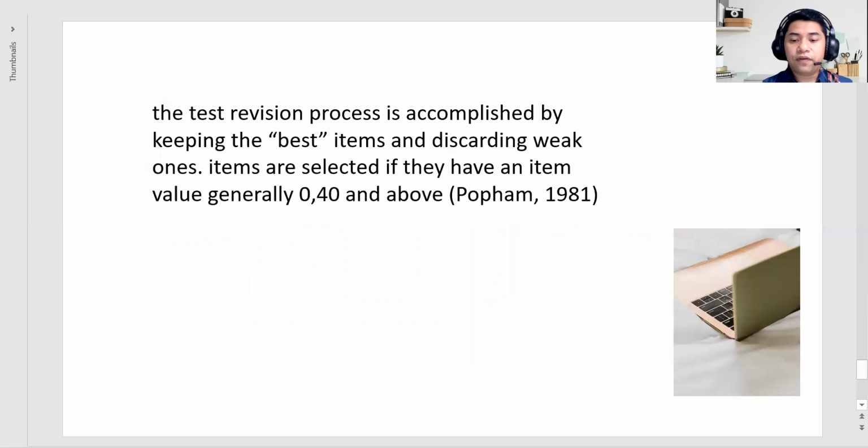And now we go to the final slides of my presentation. It can be concluded that the test revision process for item facility and item discrimination is accomplished by keeping the best items and discarding weak ones. The choices are generally made on the basis of some set of rules. Typically, items are selected if they have an item value generally of 0.40 and above, from 1981.